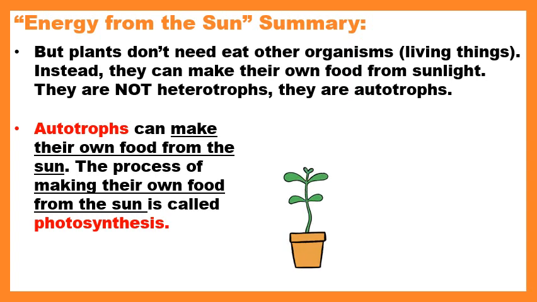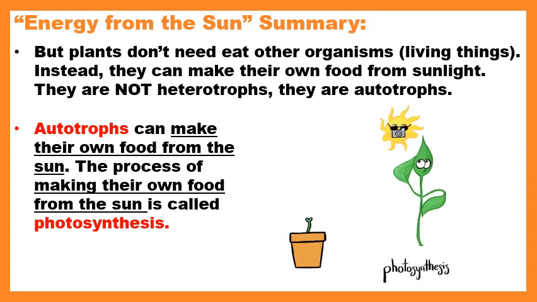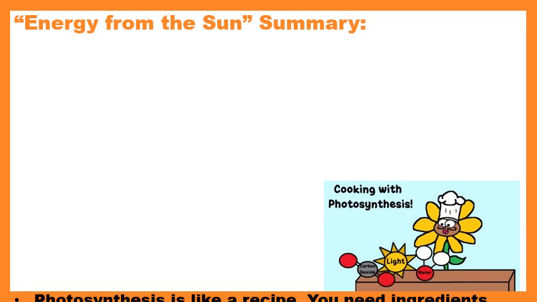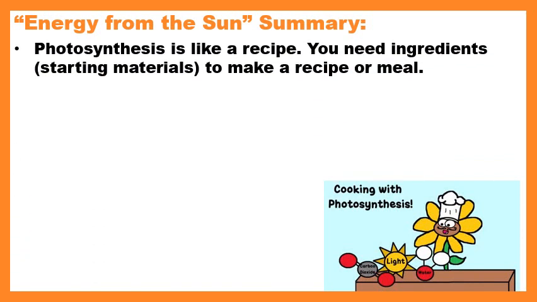The process of making their own food from the sun is called photosynthesis. So if you go through photosynthesis, you are an autotroph. Photosynthesis is the process of making their own food from the sun. Photosynthesis is like a recipe.